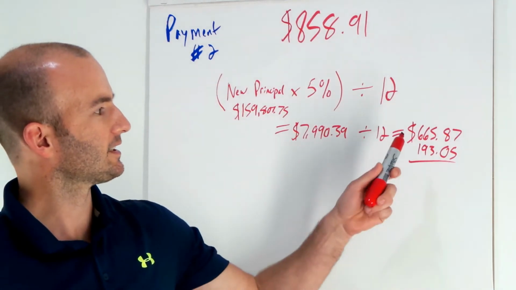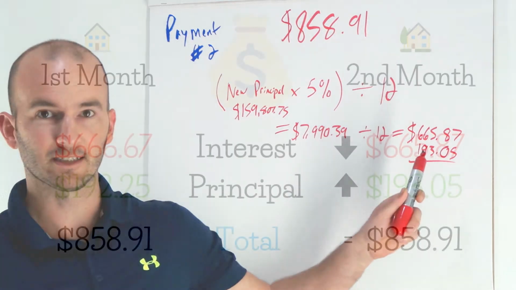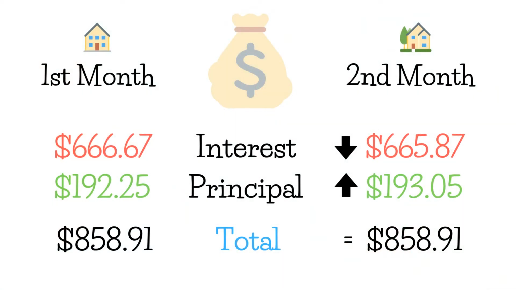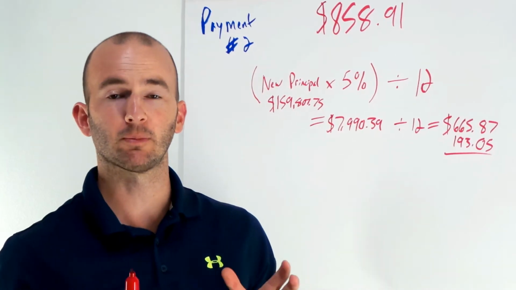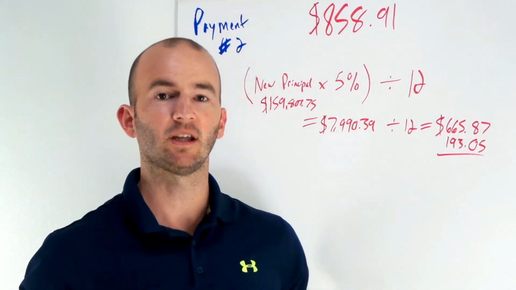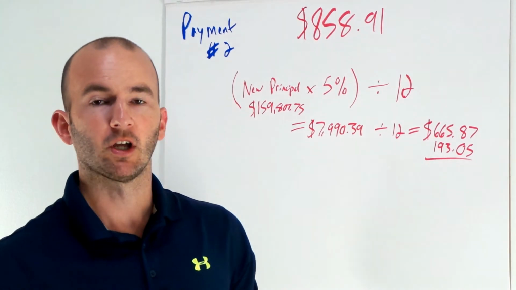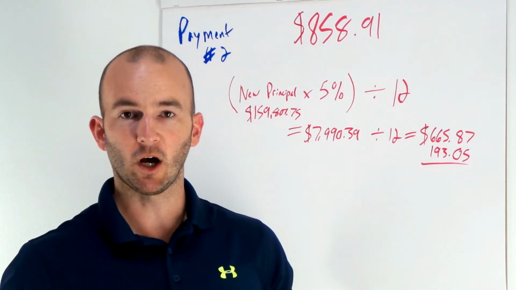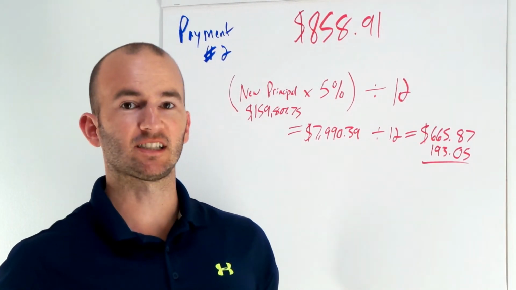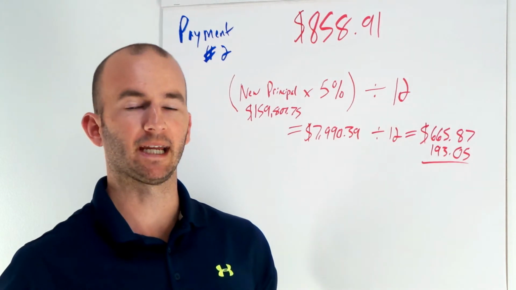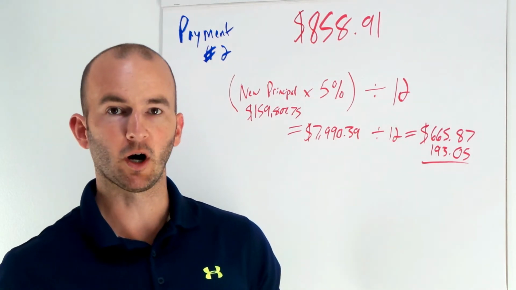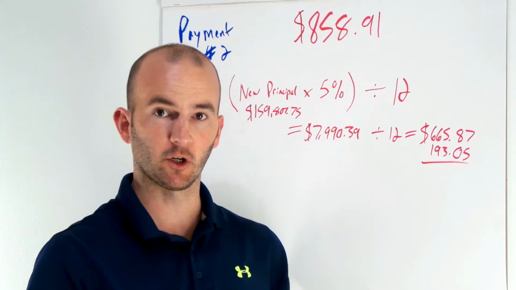So what you can notice is in the second month you paid slightly less in interest because you owed slightly less, and as a result you paid a little bit more towards your principal. This is how the life of your mortgage goes. Every month the amount that you're paying towards interest will go down, and every month the amount that's going towards your principal will go up. Why is this important to understand? Well, it's going to take you 16 years before you are paying more towards your principal each month than you are paying towards your interest.